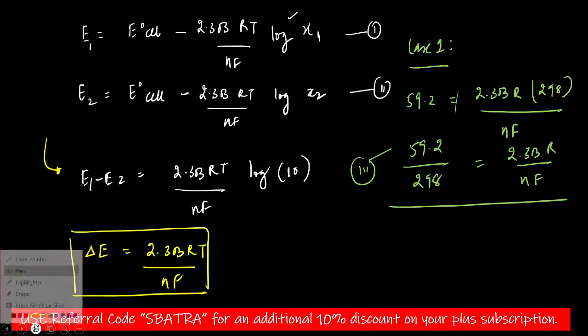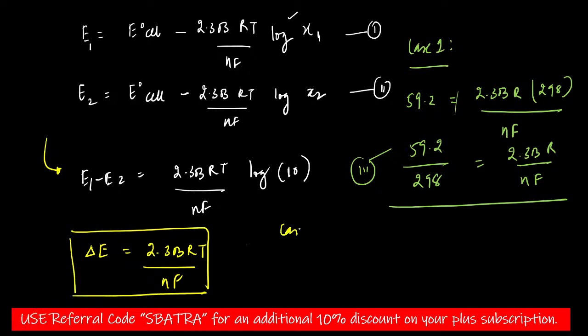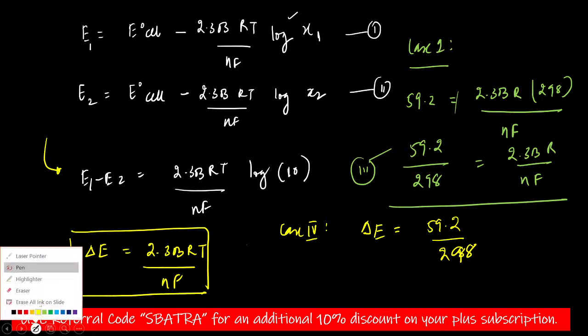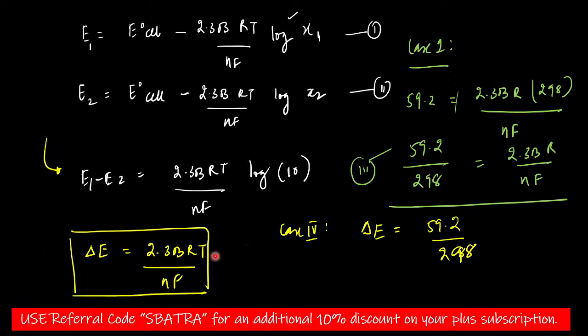So now what is your case fourth? Case fourth is basically when we have to calculate at 30 degrees Celsius. Again, delta E is nothing but 2.303 RT by NF. So we have to find this value, that is delta E. 2.303 R by NF is nothing but 59.2 by 298, which we just calculated. Now this equation I'm taking, delta E is 2.303 RT by NF. We have to find this value at 30 degrees Celsius, so we got this value which is equal to 59.2 by 298.